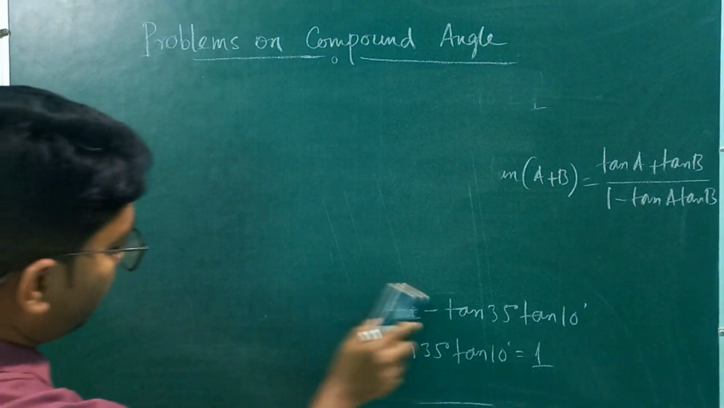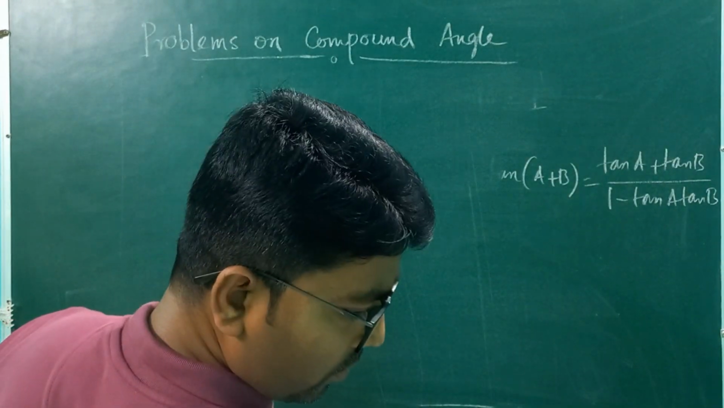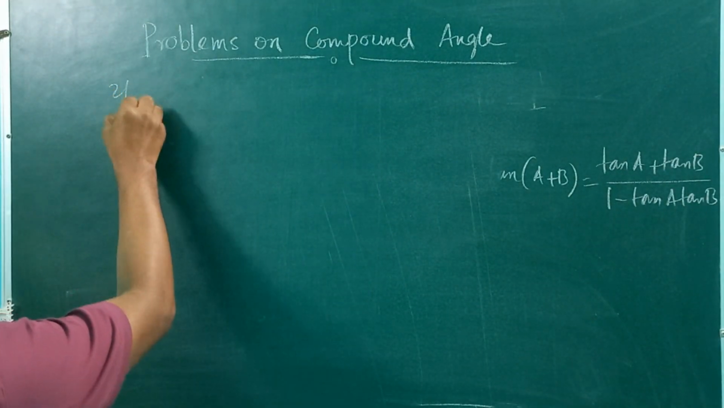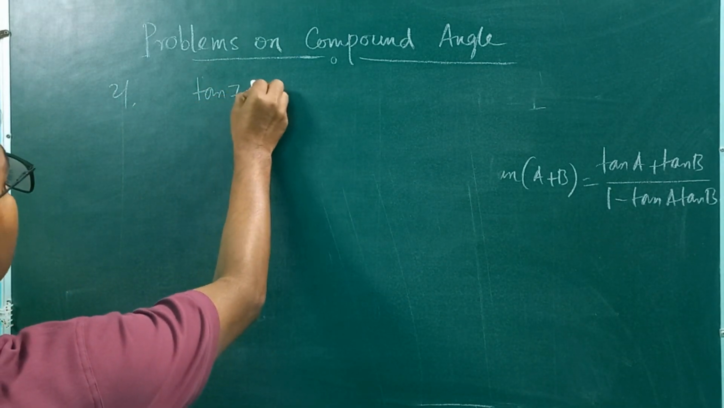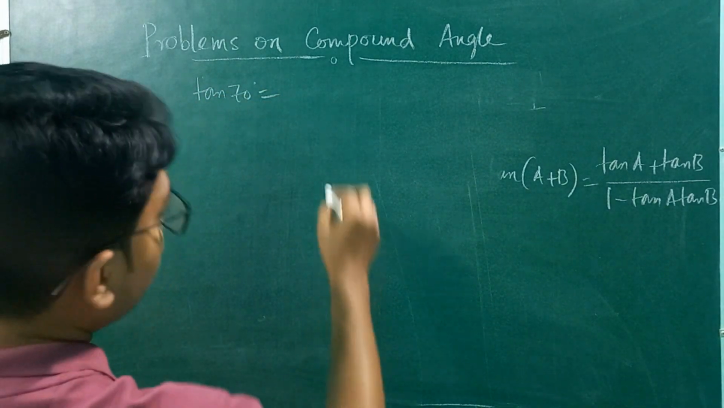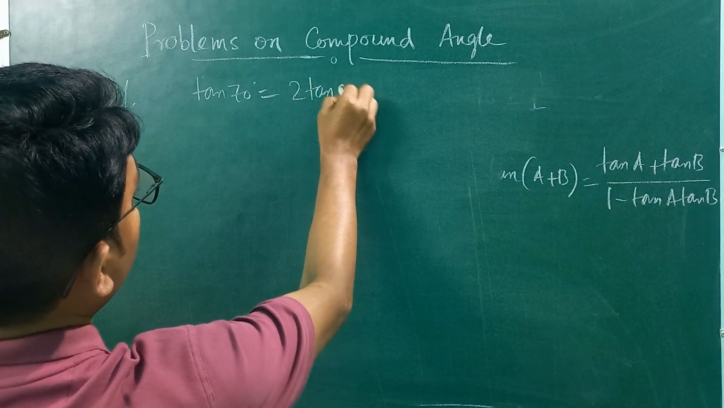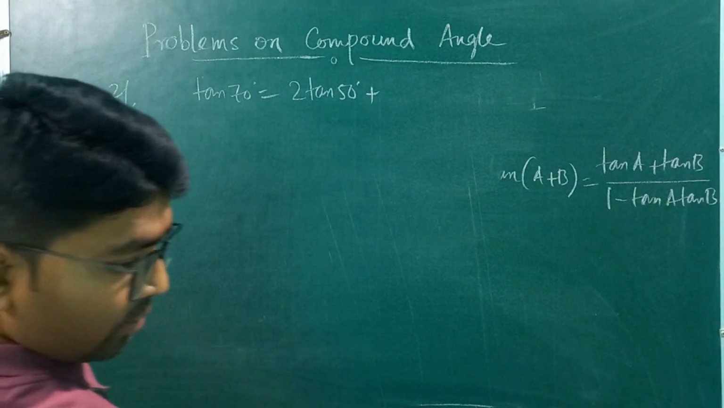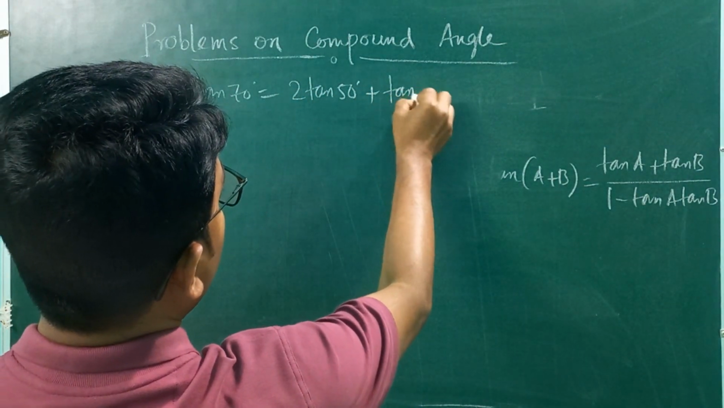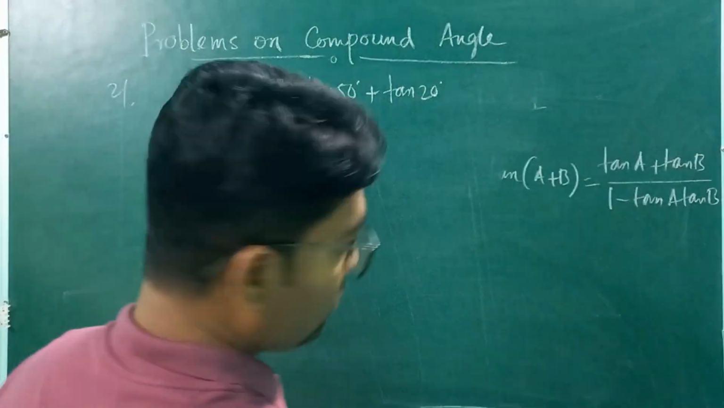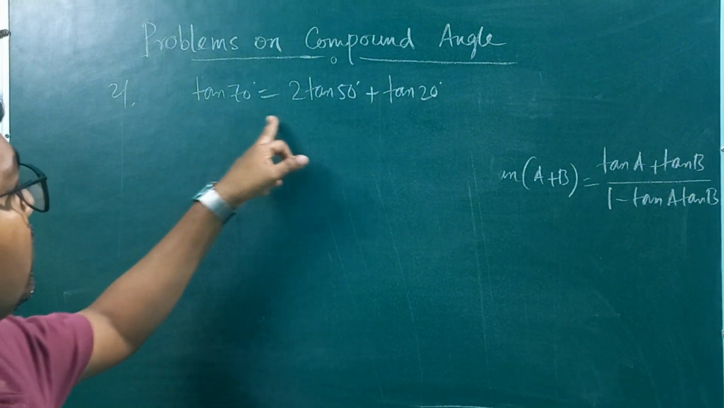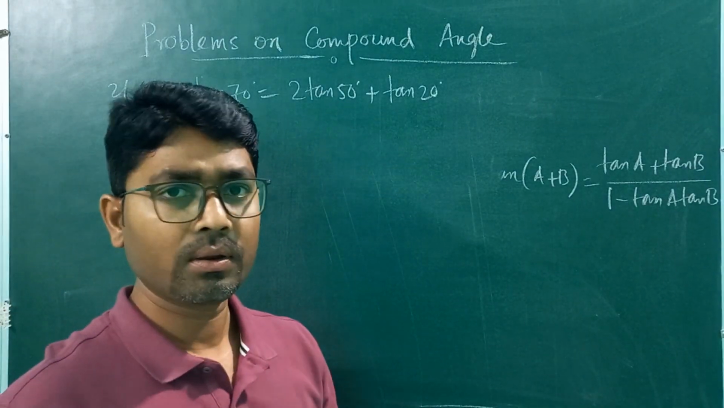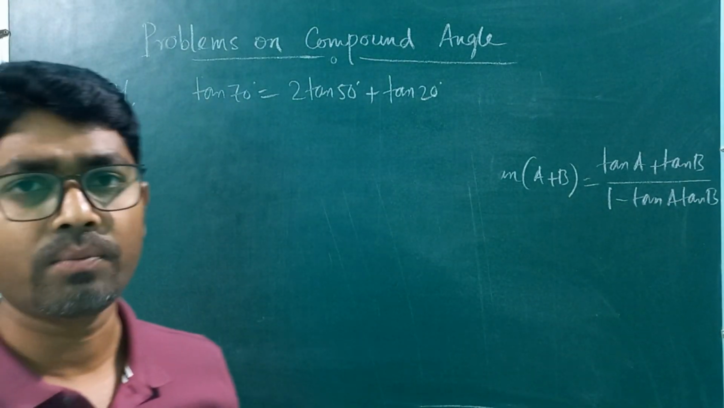What is the problem? Number 2, you have to prove tan 70 degree equal to 2 tan 50 plus tan 20. That is, we have to prove this expression: tan 70 equal to 2 tan 50 plus tan 20 degree.